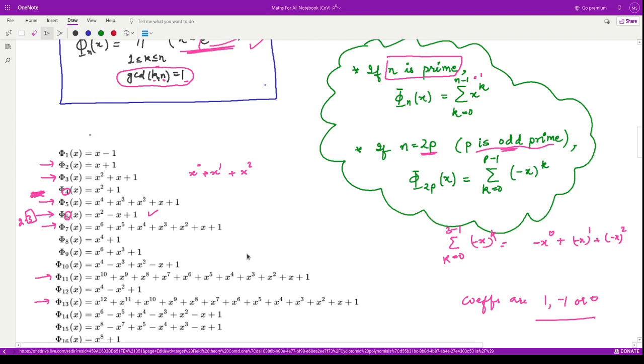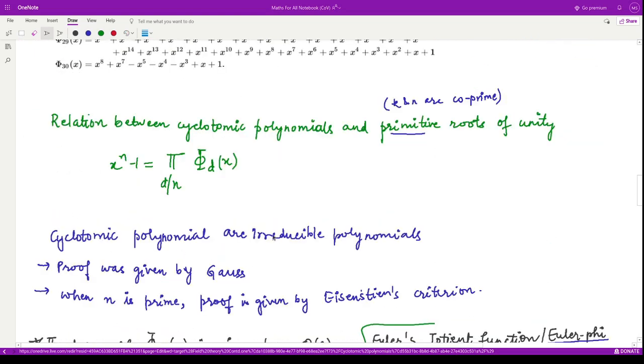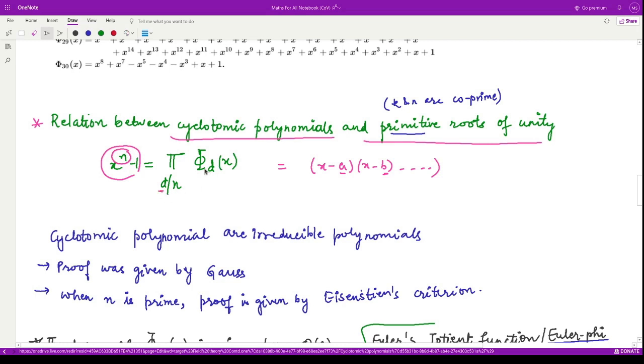So you can calculate some of these like these, and there are also various methods to calculate these polynomials. Now the main formula here is the relationship between these cyclotomic polynomials and the primitive roots of unity. As we have seen, x to the power n minus 1 is equal to the product of phi d x, d divides n. So now it means we can write this as the product of polynomials x minus a, x minus b, and so on, right? Where these a, b are the nth primitive roots of unity. Moreover, d should be a divisor of n. What is the given power n here? d should divide that power. So we'll take only those cyclotomic polynomials where d divides n.